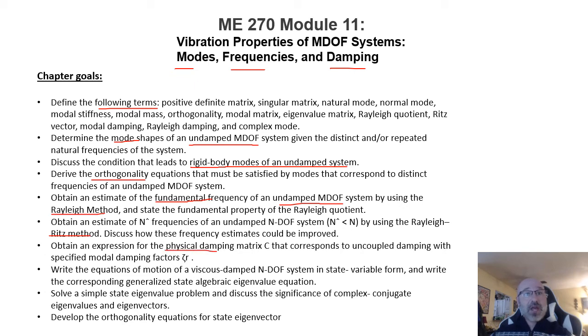Look at physical damping for matrix. So a lot of matrix math is going to be involved in this chapter. Equations of motion for viscous damped systems for some n degree of freedom. Simple state eigenvalue problems and looking at some eigenvectors, and then orthogonality again for our state eigenvectors.